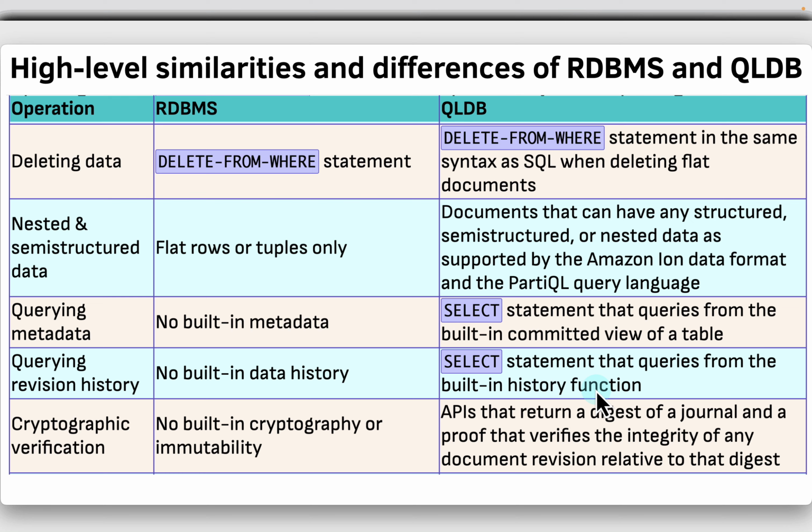So this is important because, as I talked about, it can maintain a history and you can query it as an end user, and then you can verify whether the history has been tampered with, or whether any of the older data has been tampered with. There is no built-in cryptography or immutability in the case of RDBMS, but in this case it's there. So there are APIs that return a digest, which is the SHA-256 hash of a journal, and a proof that verifies the integrity of any document revision relative to that digest.